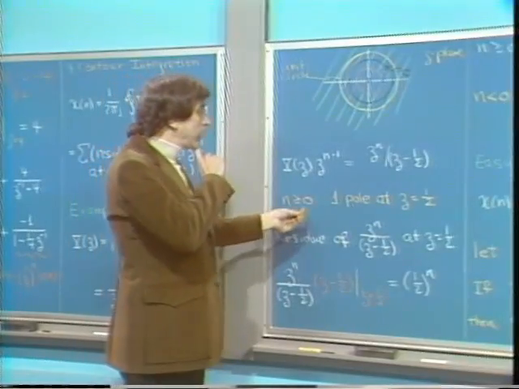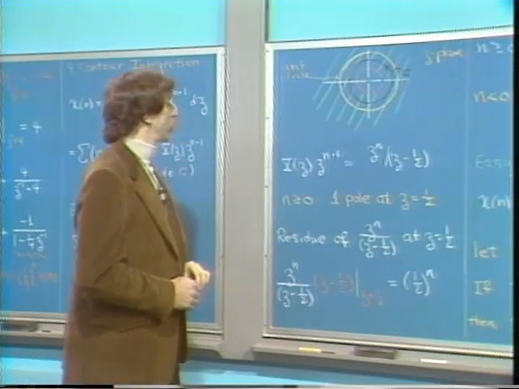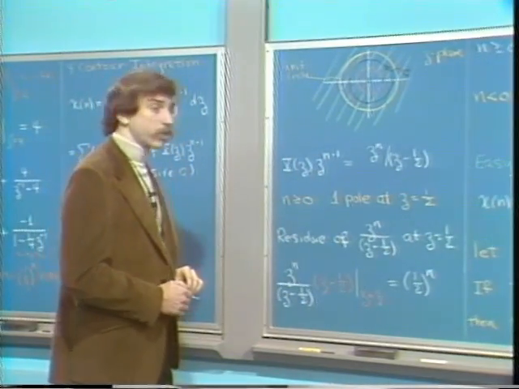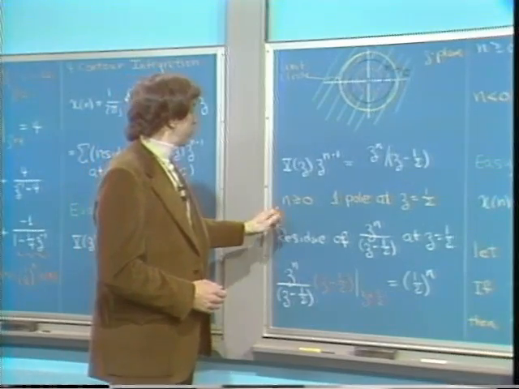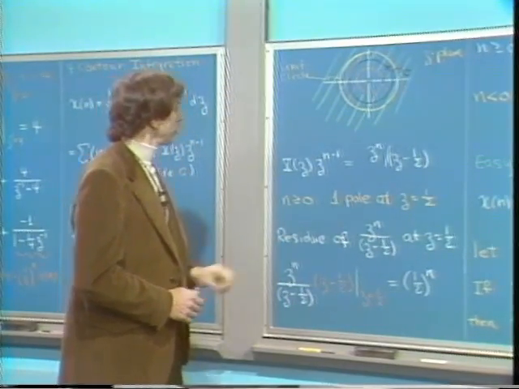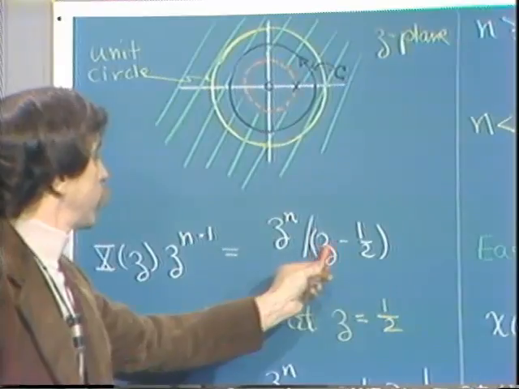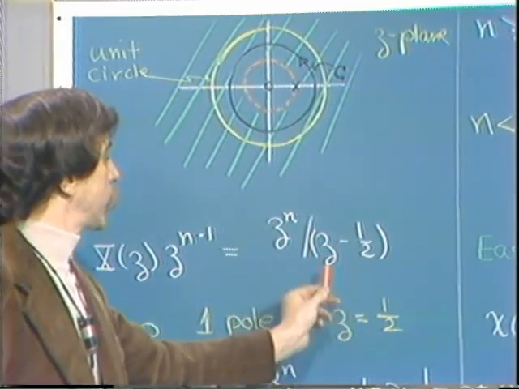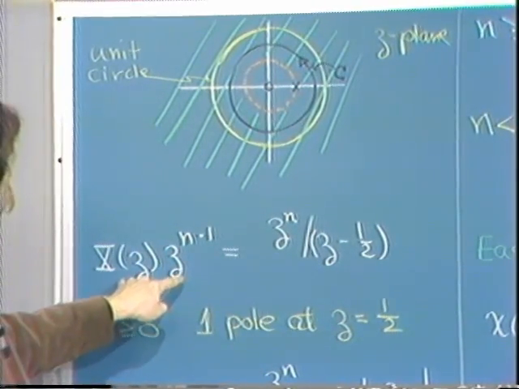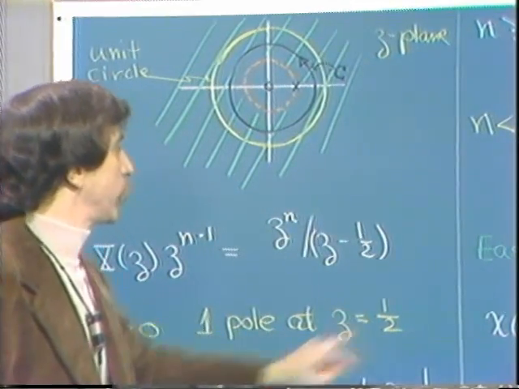All right? How many poles of X(z) times z^(n-1) are there? That is, how many places are there that we have to evaluate residues? Well, let's look first of all at n greater than or equal to 0. This doesn't introduce any poles. This introduces one pole at z equals a half. So we only need to evaluate the residue of this at this one pole, that is, at z equals a half.